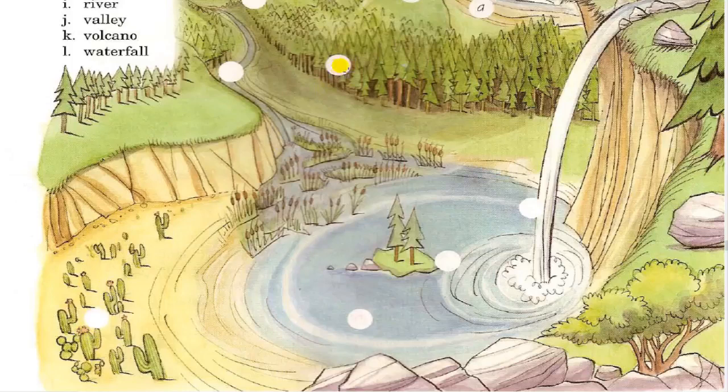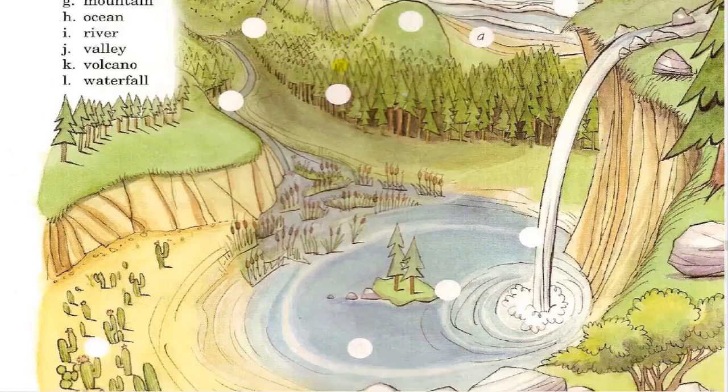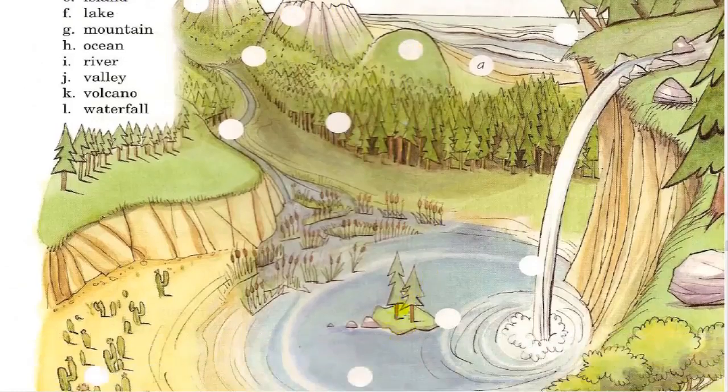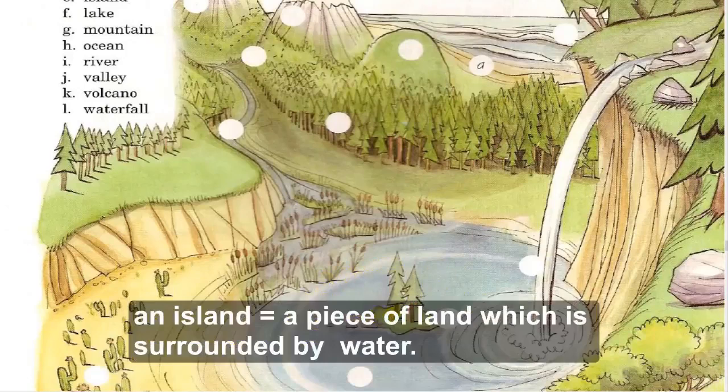D, hill, less than 1,000 meters high. Where is the hill? This is a hill, D. E, island, land which is surrounded by water. So this is an island, number E.